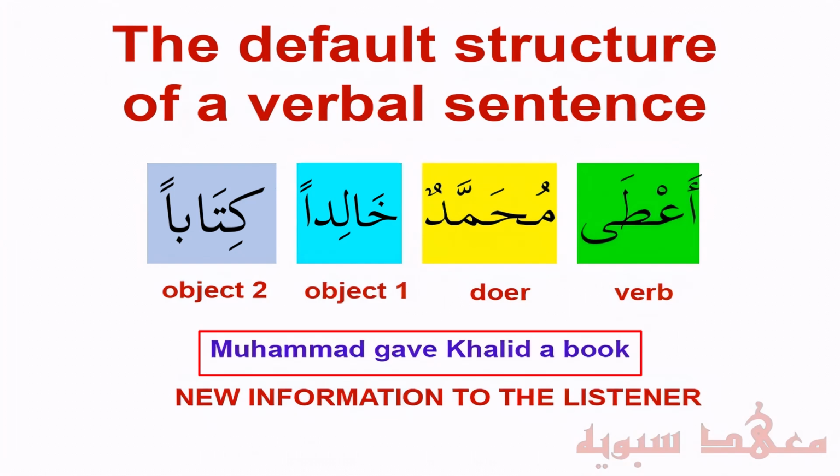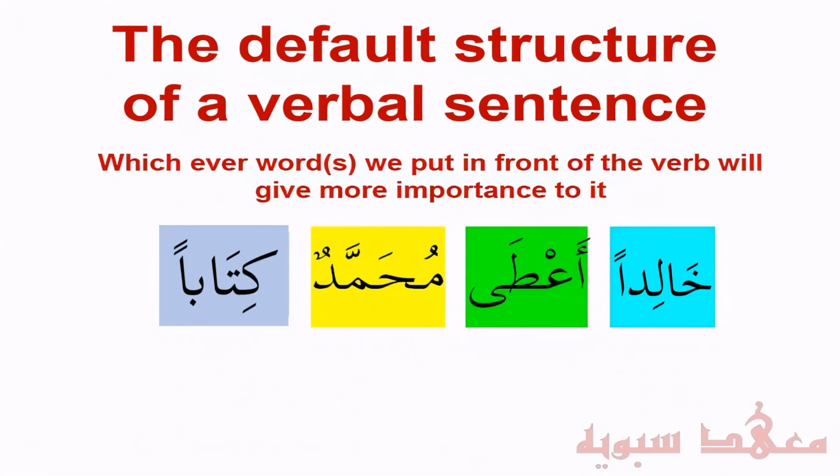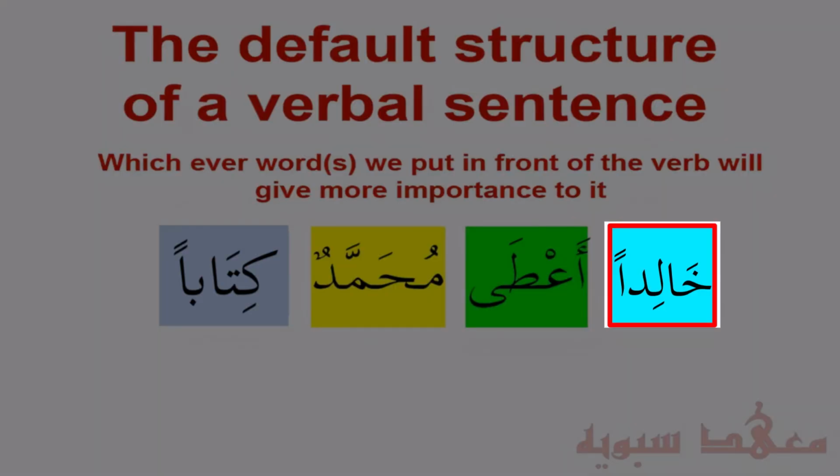Now, there's an important point to note. Whichever word or words we put in front of the verb will give more importance to it. So for example, we have this sentence here. What's happening here is Khalid is being put in front of the verb. So Khalidan أعطى محمد كتابا, while the rest of the words are in their normal positions. Now what's happening in this is there's actually a spotlight on Khalid. There's more emphasis on Khalid in this sentence than there is on Muhammad or Kitab.